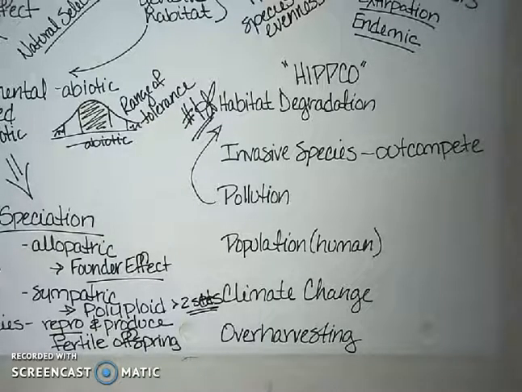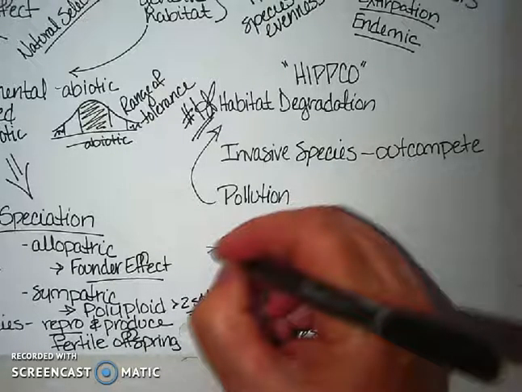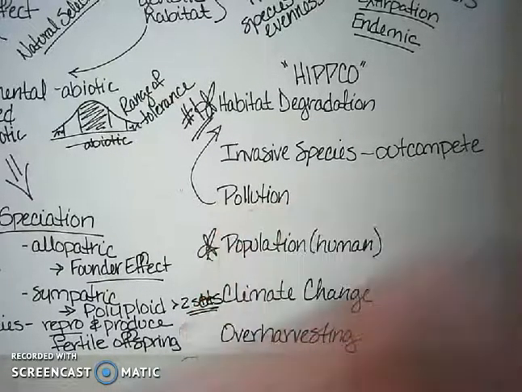Human population. I throw human population in because it actually causes all the rest. As our human population goes up, you get more habitat degradation, you get a greater potential for invasive species being introduced, you have more pollution, more waste generated, you have more cars, so you have more climate change, and of course you need more lumber and food and stuff like that, so you have a greater chance of overharvesting. So human population just leads to all the rest.